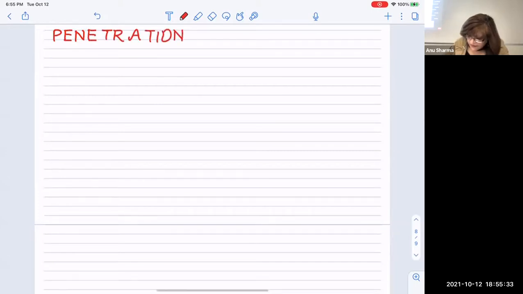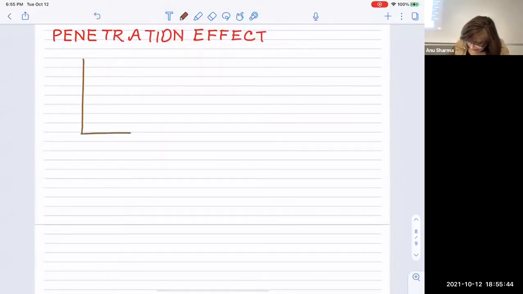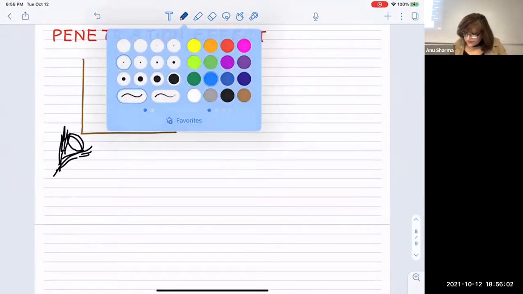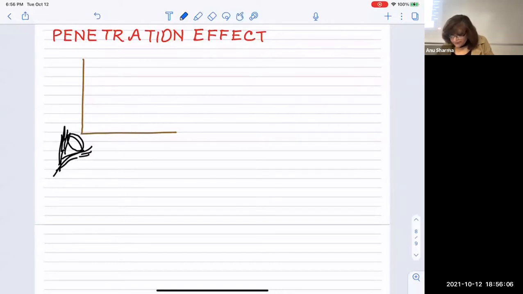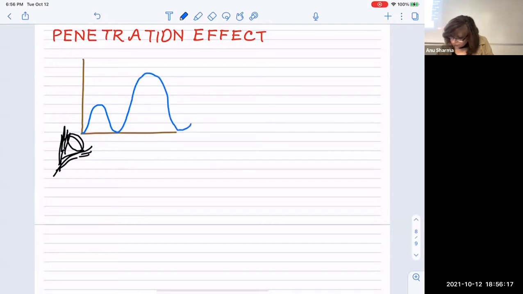Penetration effect. So it is the effect of the nucleus. Just imagine that here is the eye of the nucleus, and this nucleus is observing the electrons, keeping an eye on the electrons. At one point of time, the nucleus is going to see the s electrons more, the electrons that are present in the s. So this is 2s. So 2s electrons are being seen more by the nucleus, therefore it has more control over them.